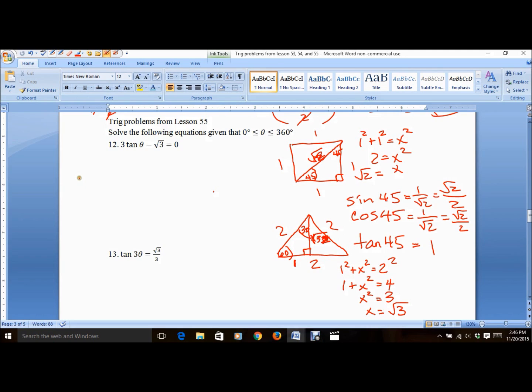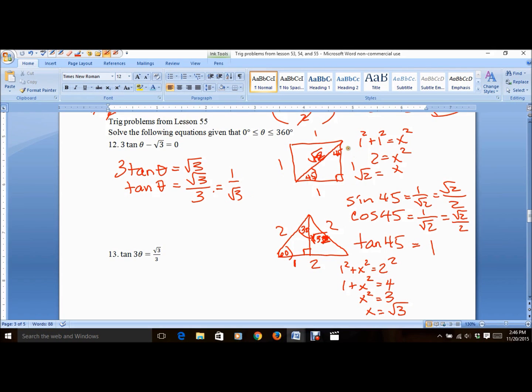Okay, so in this problem, I'm looking at 3 tangent theta minus square root of 3 equals 0. So the first thing I'm going to do is isolate the trig function by adding square root of 3 on both sides. And then I've got to divide by 3 to get tangent all by itself. So this is square root of 3 over 3, which if you didn't rationalize it would be 1 over the square root of 3.